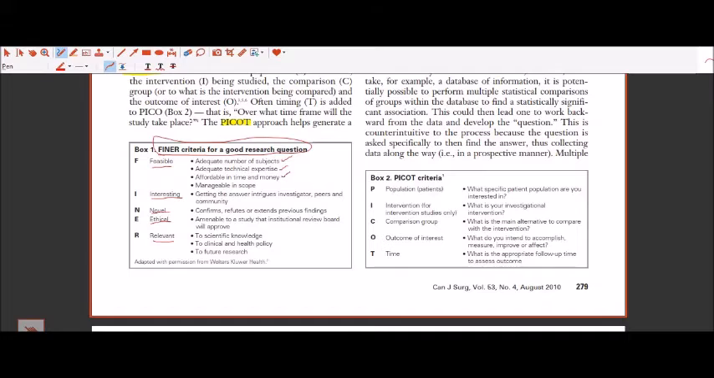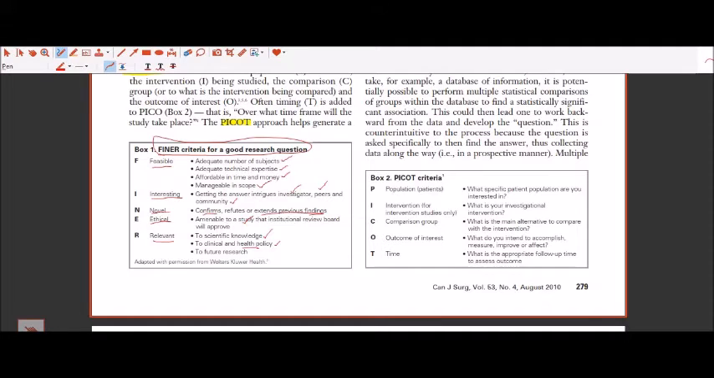Interesting: getting the answer intrigues investigators, peers and the community. That's what makes it interesting. Novel: whether it confirms, refutes or extends any of the previous findings. Ethical: whether the institutional review board will approve it or not. Relevant: to whom? To scientific knowledge, and because this is surgical studies, they have introduced it for clinical and health policies. If you are coming from business studies, you can say to business studies and the policy makers in the society approving this particular policy in the management domain, and for future research.